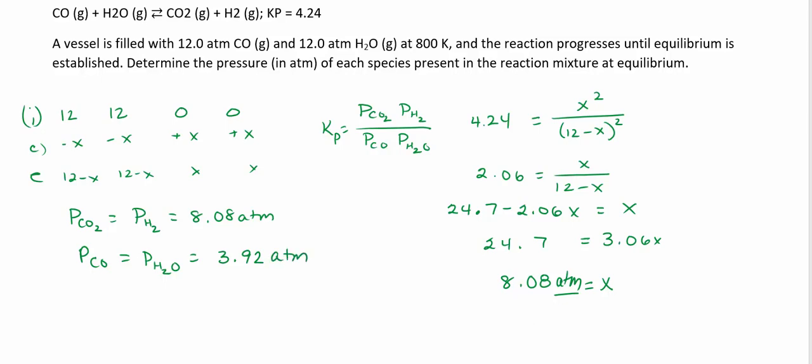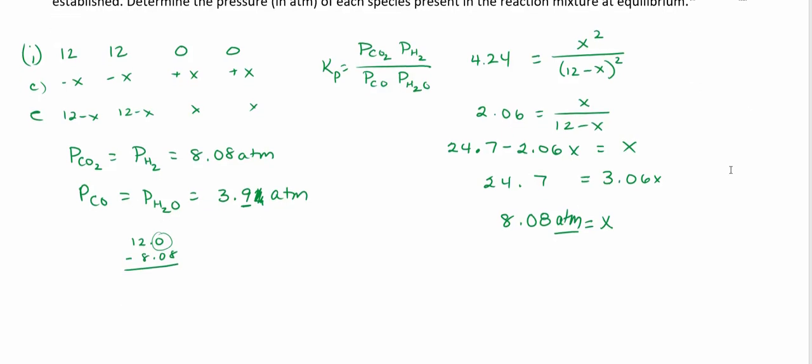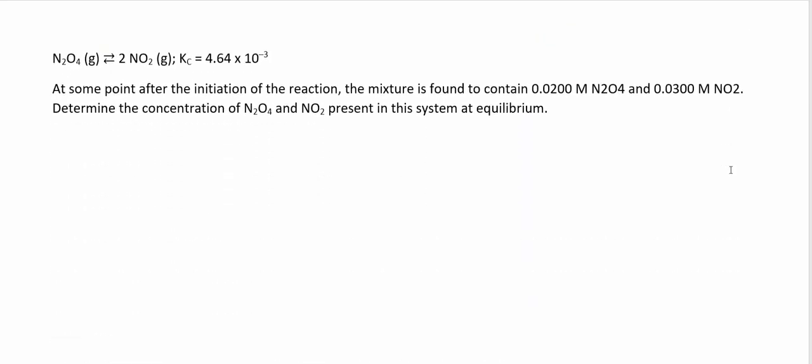Okay, to do the sig fig analysis, I started with 12.0 and now I'm subtracting 8.08. So really, I should end here at the tenths place. That would be the right way to do it. So the pressure of CO and the pressure of H2O would be 3.9 atmospheres.